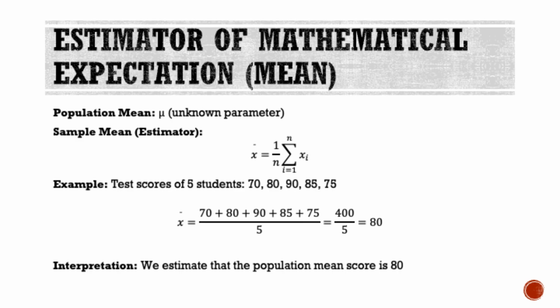The estimator of mathematical expectation, or the population mean, is the sample mean. The formula is x bar equals 1 over n times the sum of all observations. For example, suppose we have test scores of 5 students: 70, 80, 90, 85, and 75. The sample mean is 70 plus 80 plus 90 plus 85 plus 75 divided by 5, which equals 400 divided by 5, giving us 80. We estimate that the population mean score is 80.